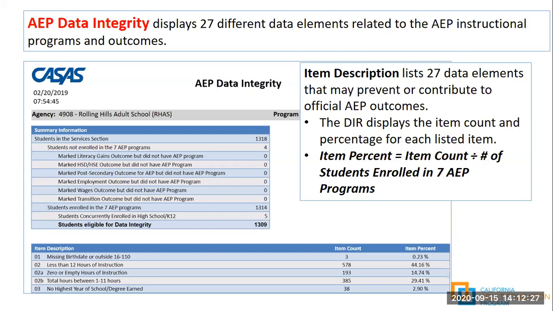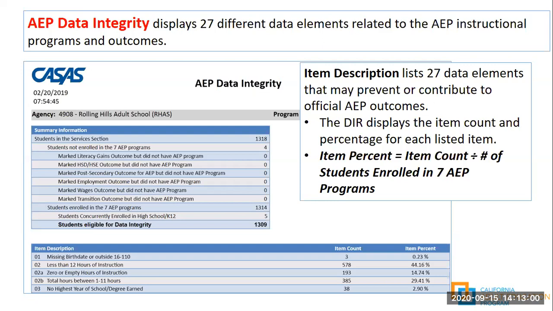It pares it down a little bit. And then we have the number eligible for the DIR after we weed out those concurrents and those without enrollments, and so on. That seems like a bunch of gobbledygook, but the reason I explain that is we get that bottom line number of students eligible for the CAEP DIR. That's a very important number to understand the report at all, because that 1309 in this example serves as the denominator for all 27 items on the DIR.